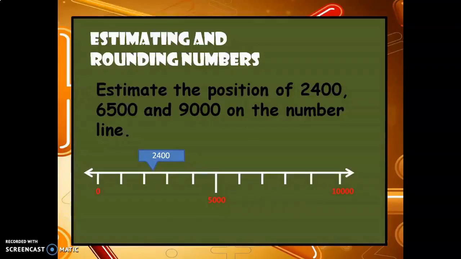Okay, what about 6,500? So 6,500 is exactly the halfway between 6,000 and 7,000. So we could say that the position of this number is between these two lines, right? Because this one represents 6,000 and this one is 7,000. So halfway between these two numbers is 6,500. Okay, 9,000 of course is exactly in here, on the ninth line after 0. So this one represents 9,000. So that is how to estimate the position of those three numbers, given this number line in here.